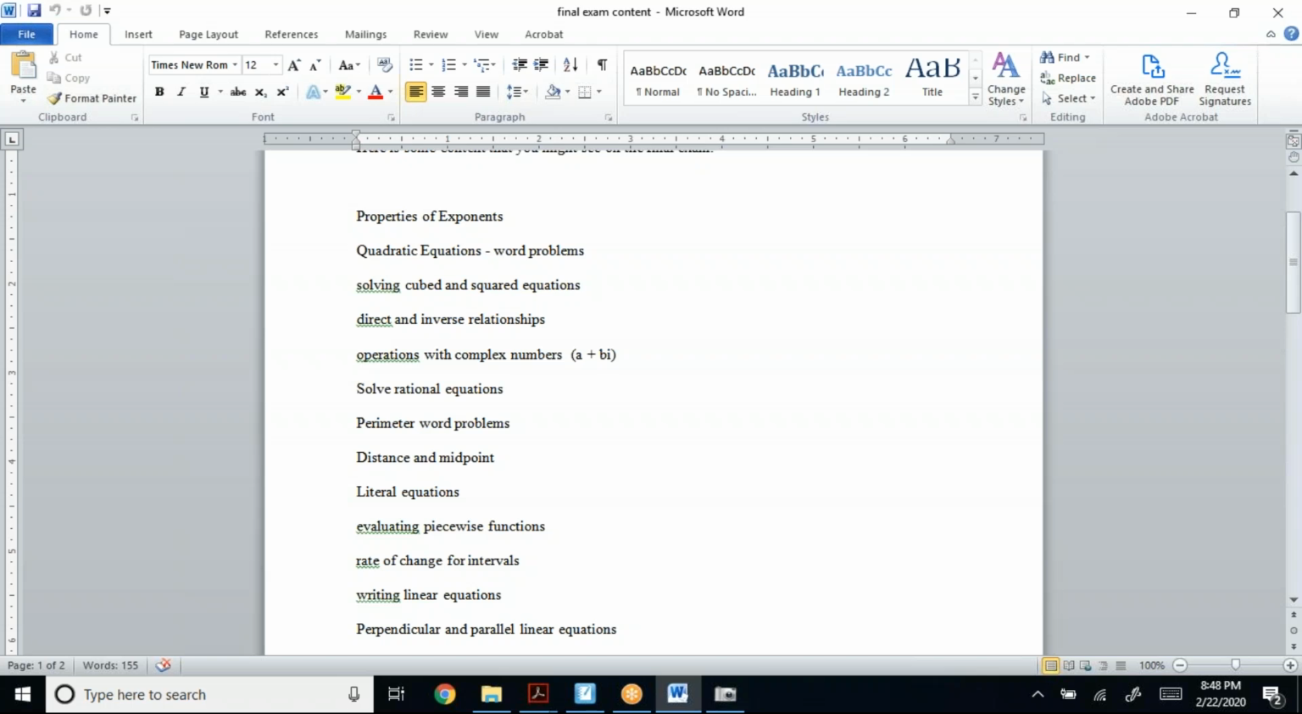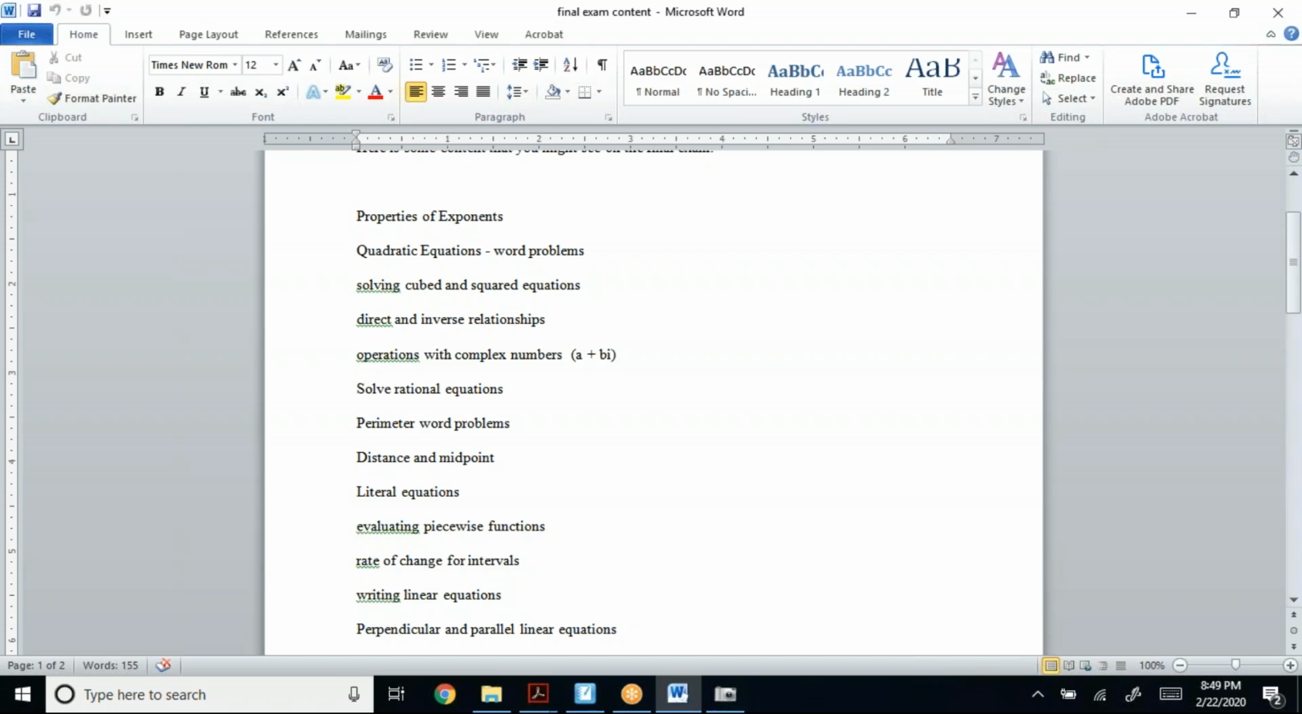Perimeter word problems. We looked at some perimeter word problems where it gave a relationship like the height is 3 or 4 times the width, and the perimeter is this, solve for the width, right? So that's kind of word problems that you may see.